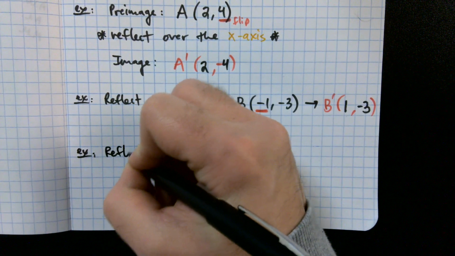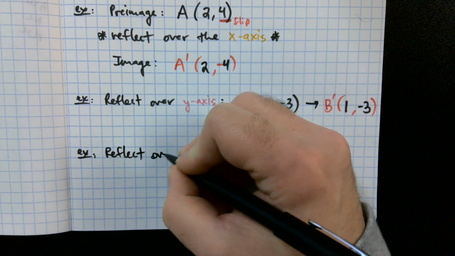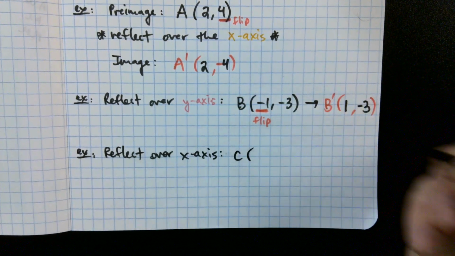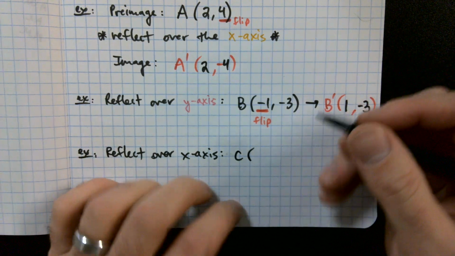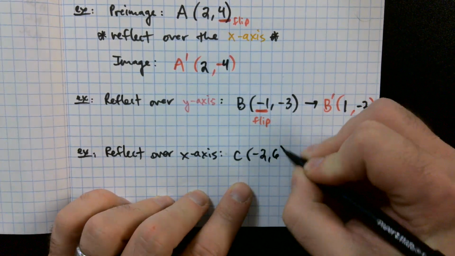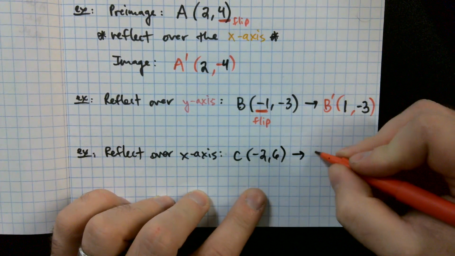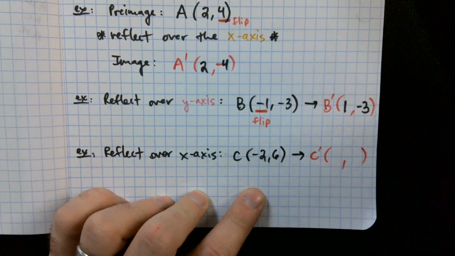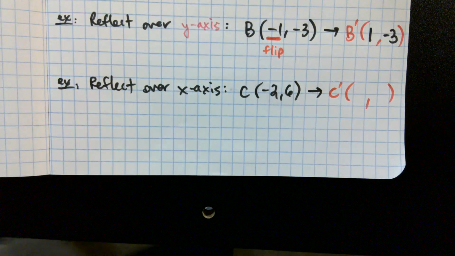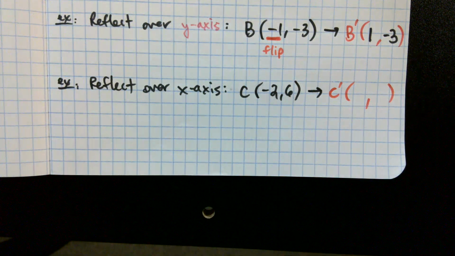Let's try 2 more, and then we'll just get right to work. If I'm going to reflect over the x-axis, and point C is at (-2, 6), see if you can figure out for yourself real quick what C prime's coordinates would be if I reflect over the x-axis with those coordinates.